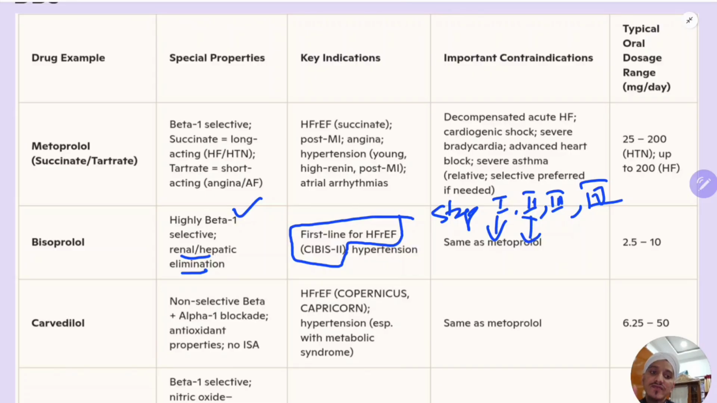Stage 2, risk factors with structural and functional abnormalities. Stage 3, risk factors plus structural and functional abnormalities plus symptoms. Stage 4 is resistant heart failure. So stage 2, so before development of the symptoms.